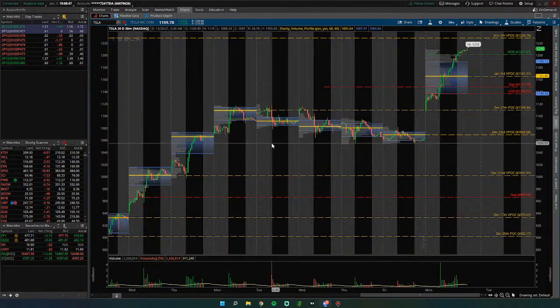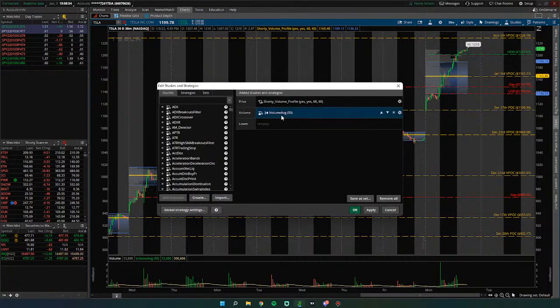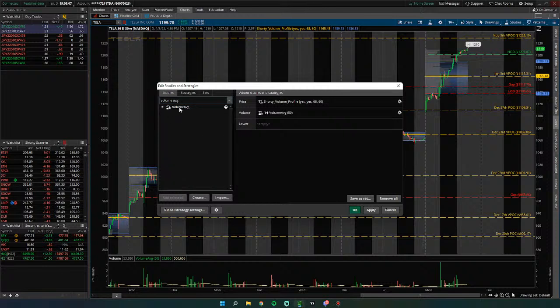So, the line going through the volume. If you go to studies, it's going to be the volume average 50. So this is like a 50-day moving average of volume. And so you're just going to type in volume average, and it's right here. So that's the volume average indicator for ThinkOrSwim.